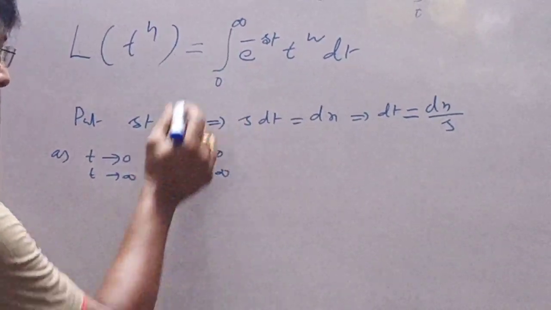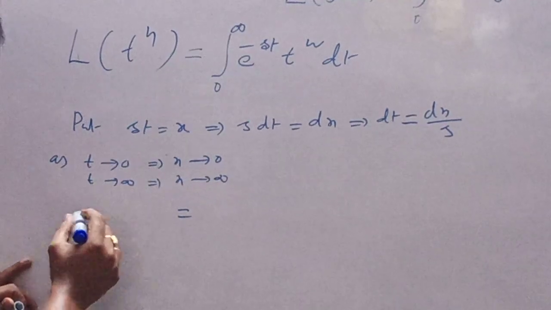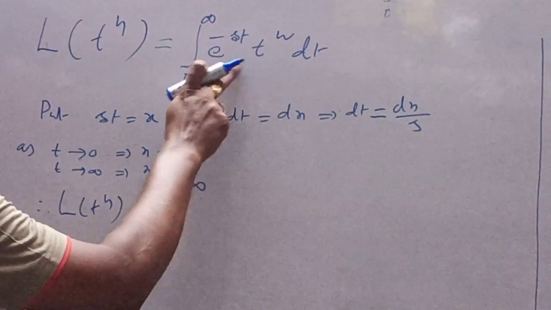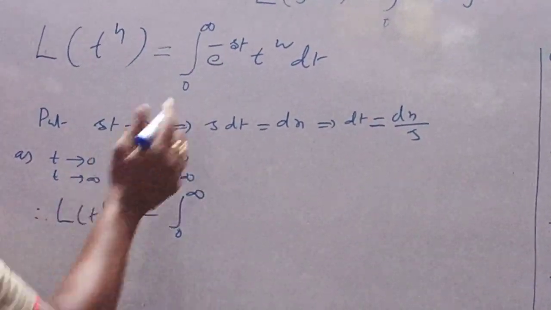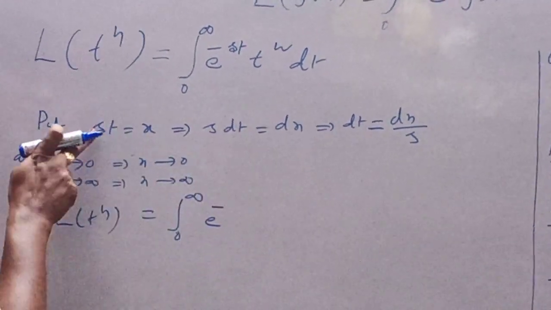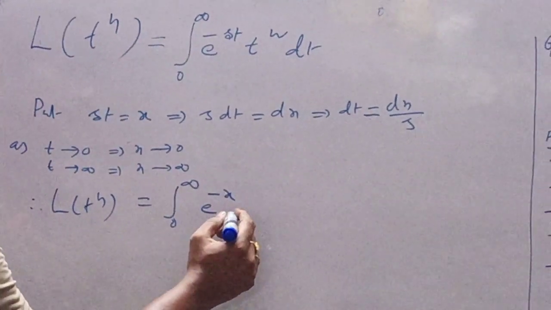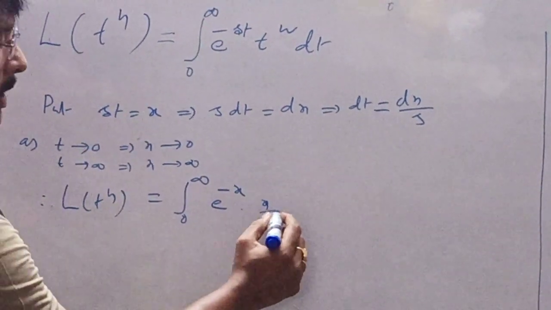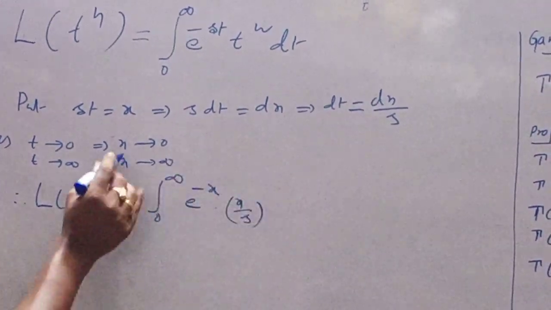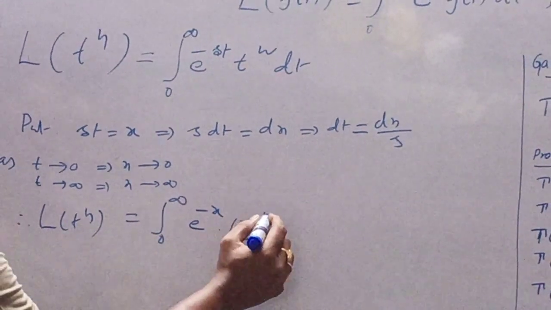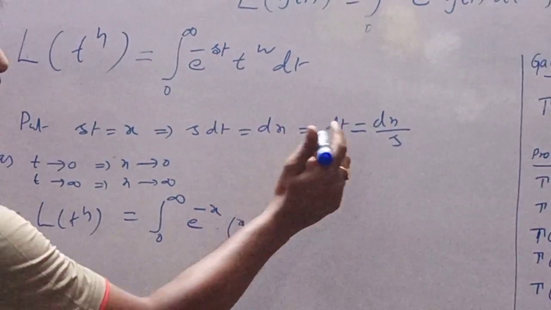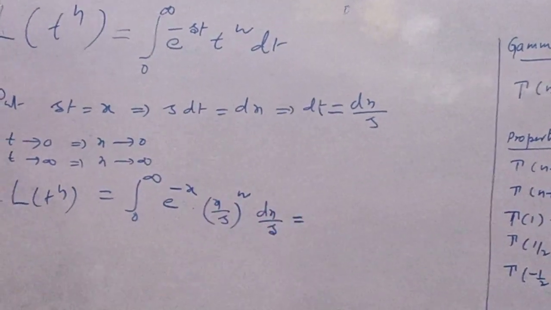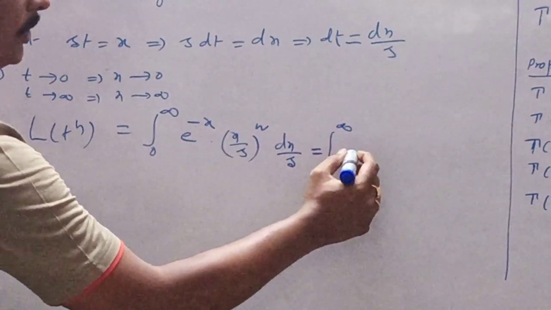Therefore, the Laplace transformation of t^n becomes the integral from 0 to infinity of e^(-x), since st is replaced by x, and t is replaced by x by s, so t^n becomes (x/s)^n, times dt, where dt equals dx by s.